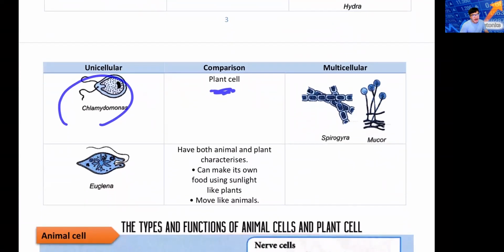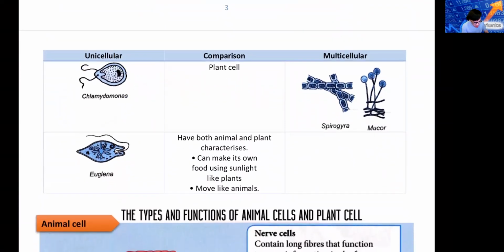And of course, your multicellular ones. What is this, Spirogyra? This is sort of like your seaweed. That one is pronounced as pinus, swinging. It's not penis, don't go there. Anyway, Spirogyra is actually like your seaweed, and I'm sure you've heard of mucor. This is your bread mold.